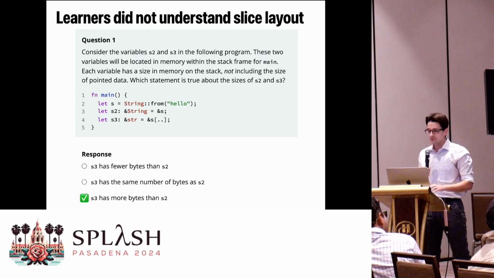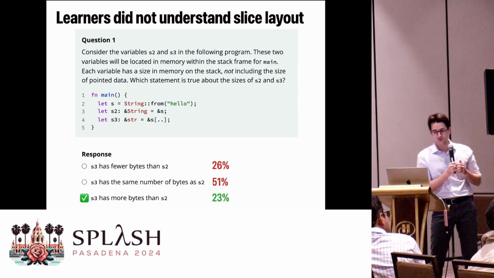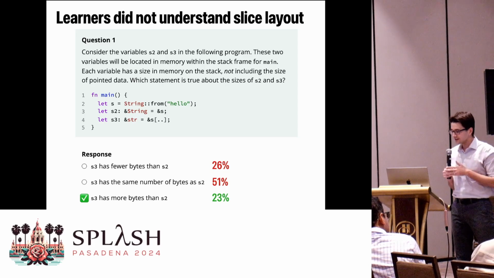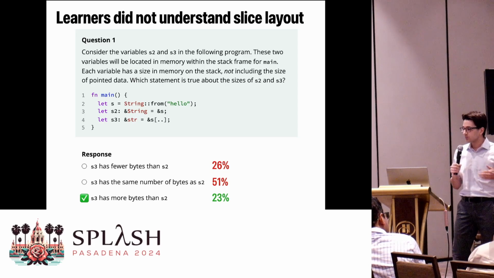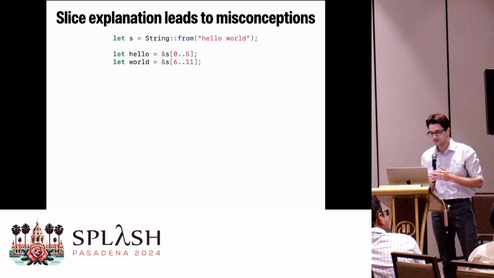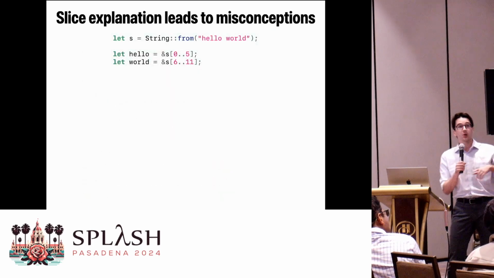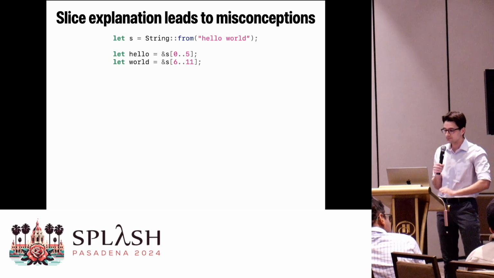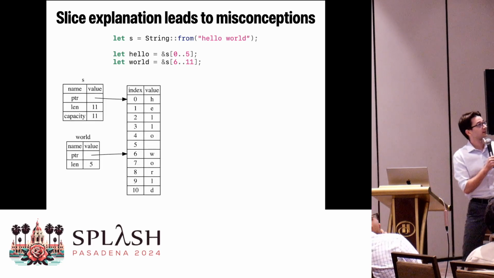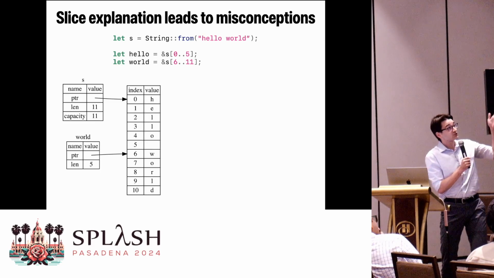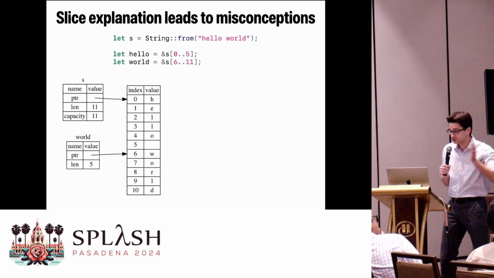Now this question came to our attention because only 23% of readers got it right. A non-trivial fraction of readers had both misconceptions. And after reading back through the book, we conjectured that this was in part due to the explanation of string slices. The original textbook used the following example of a string S containing hello world, and then 2 slices, hello and world, visualized with this diagram that shows S, the owned string, and world, the slice, pointing to the string. This, however, does not show a reference to a capital S owned string.